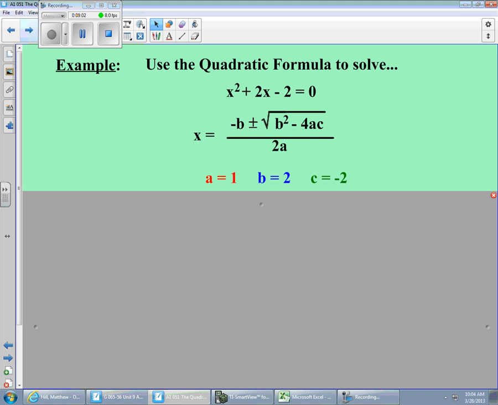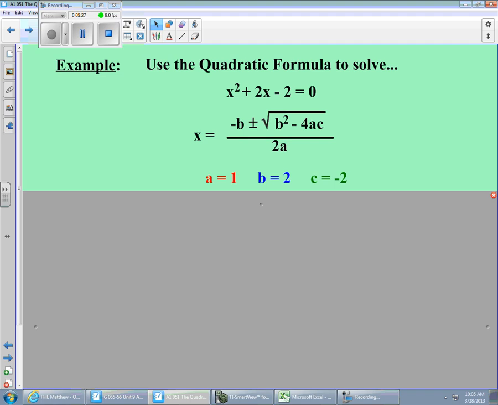That's just a connect the dots puzzle. Okay, we've got this big nasty formula that calls for all these A, B, and C values. Well, we've got the numbers that go along with A, B, and C. Plug them in. Okay, the formula says x equals. Okay, fine. The formula says negative. Okay, fine. The formula says B. Well, instead of B, we're going to plug in a positive 2. The formula says plus or minus, so we'll leave that there.